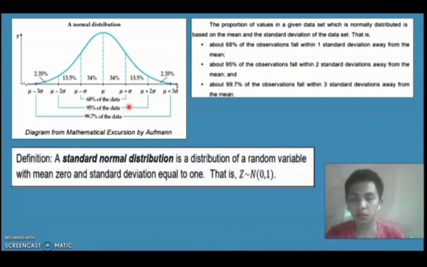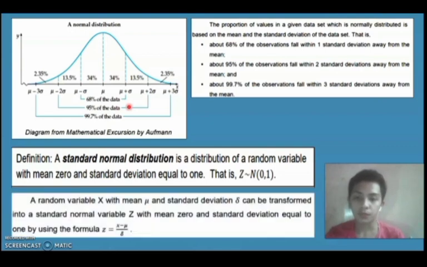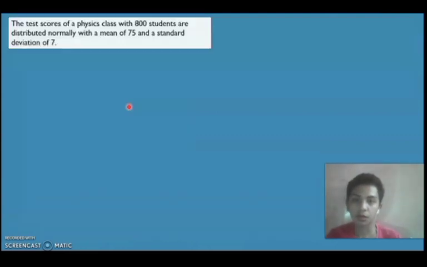A standard normal distribution is a distribution of a random variable with mean 0 and standard deviation equal to 1. A random variable x with mean and standard deviation can be transformed into a standard normal variable z with mean 0 and standard deviation equal to 1 by using the formula z equals x minus the mean, over the standard deviation.